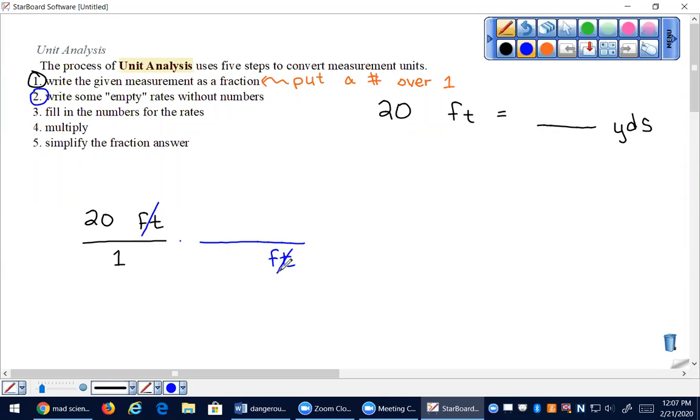What do I want to change feet into? Do I know how to go directly to my goal? Can I get from feet to yards? So sure, we know there's 3 feet in a yard, so I write my yard up here. Sometimes one step isn't enough. The time you actually need unit analysis, one step isn't enough. But for this easy problem, one step is all I need. I have yards, my goal is yards, I am done.